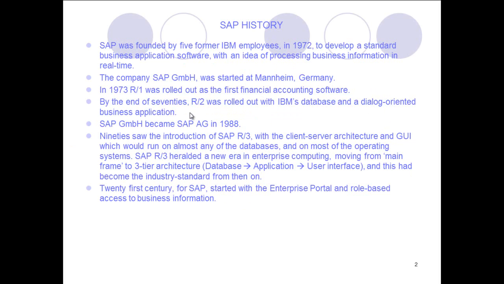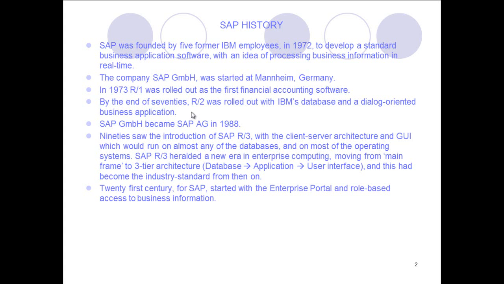SAP was founded by 5 former IBM employees in 1972 to develop a standard business application software with an idea of processing business information in real time. The company SAP GmbH was started at Mannheim, Germany. In 1973, R1 was rolled out as the first financial accounting software, and in the 70s R2 was rolled out.